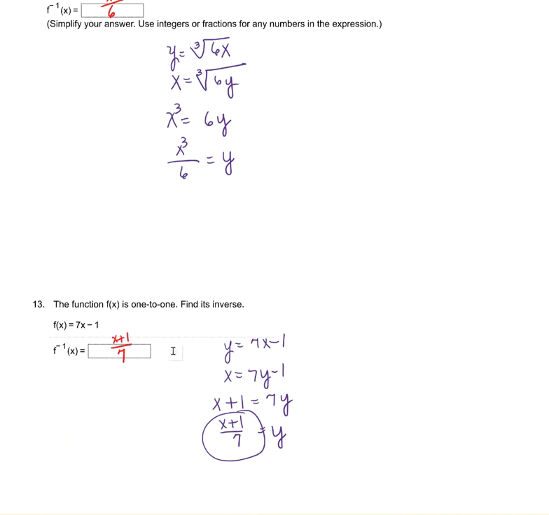Number 13, the function is 1 to 1. Find its inverse. y equals 7x minus 1. Switch x and y. Add 1 to this side. Divide by 7. So y is x plus 1 over 7.